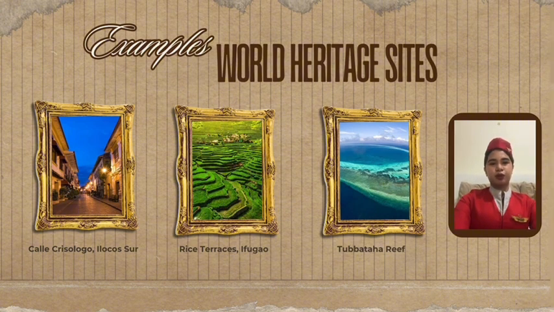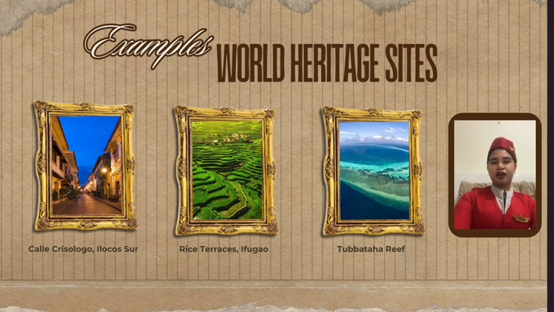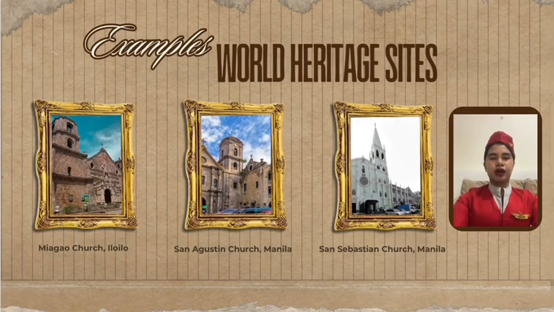The park is home to over 600 species of fish, 400 species of coral, and numerous marine organisms, including sea turtles, sharks, and dolphins. This high level of biodiversity makes Tubbataha one of the world's most significant coral reef ecosystems.